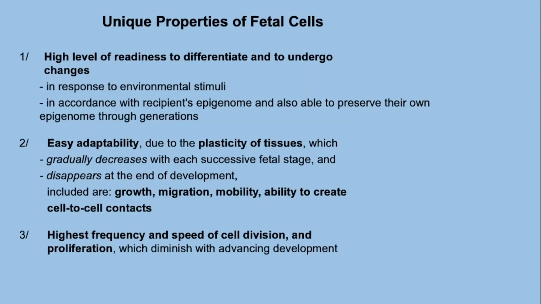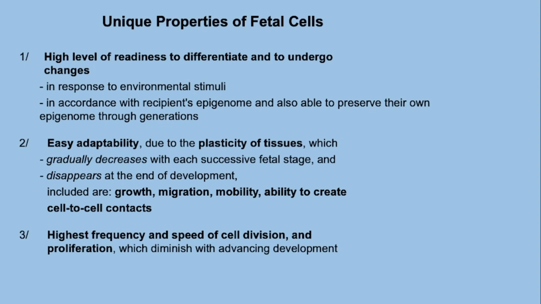So to summarize this part of our conversation, I would like to make a brief summary of the unique properties of the fetal precursor stem cells based on the characterization and the mechanism of action. Let's make this short, intermediate summary. So, unique properties of fetal cells. First of all, they have a high level of readiness to differentiate and to undergo various changes in response to environmental stimuli and in accordance with the recipient's epigenome, and they are also able to preserve their own epigenome through generations.